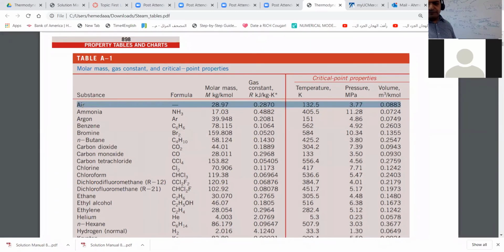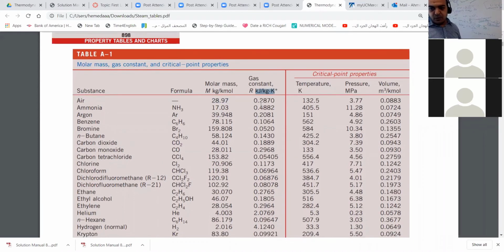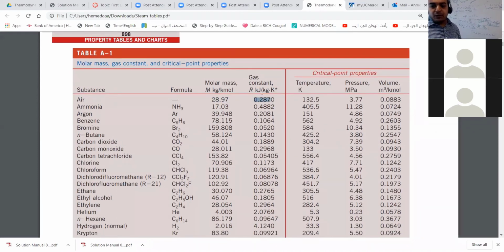Yes, we see it. The first substance, which is air, we don't have a formula. This is because it's a mixture of things. We call it pure air, but it's a lot of things, like 78% to 79% nitrogen, 21% oxygen, some carbon dioxide. So the molecular weight is about 29. And it's 287 joule per kilogram Kelvin. This is the gas constant. Can you see, guys? Or 0.287 kilojoule per kilogram Kelvin.